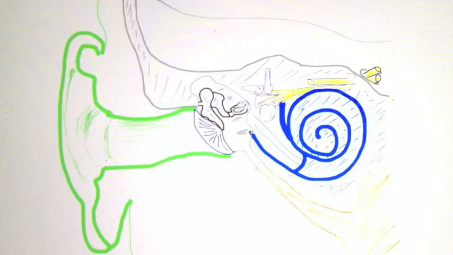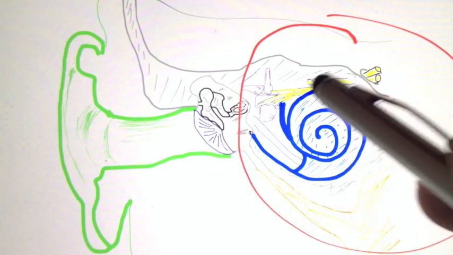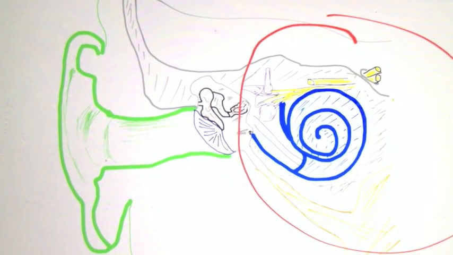The cochlea is part of the inner ear, and it's the cochlea, this shell-looking structure, which is actually responsible for our hearing perception. It has some hair cells inside of it, and then when those vibrate, those transmit signals to the brain, and that's how hearing occurs.